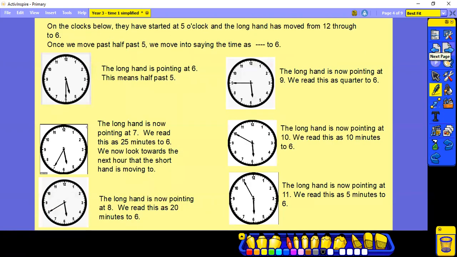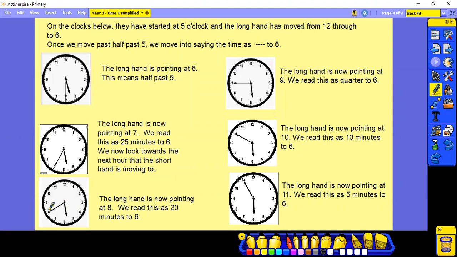So on the clocks below, they have started at 5 o'clock and the long hand has moved from the 12 all the way through to the 6. Once we move past 5:30, we move into saying the times as whatever to 6. So here the long hand is pointing at 6. We call this 5:30, because it's still in the past range. But now we're going to move into the to. So the long hand is pointing at the 7. We read this as 25 minutes to 6 because the next hour is going to be 6 o'clock.